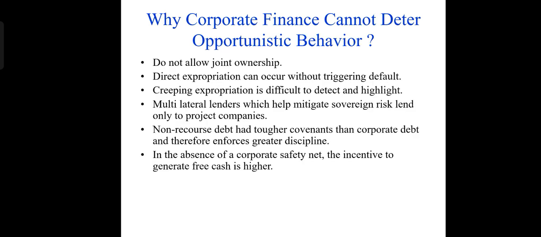Why corporate finance cannot determine opportunistic behavior. Do not allow joint ownership. Direct expropriation can occur without triggering default. Creeping expropriation is difficult to detect and highlight. Multilateral lenders, which help mitigate sovereign risk, lend only to project companies. Non-recourse debt has tougher covenants than corporate debt and therefore enforces greater discipline. In the absence of a corporate safety net, the incentive to generate free cash is higher.